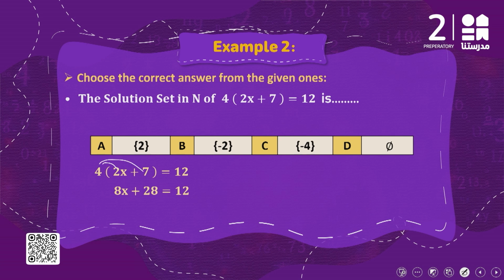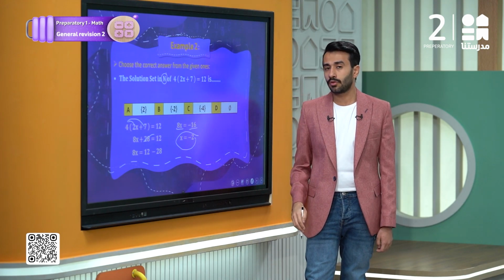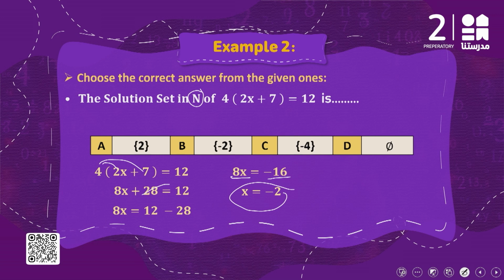For this equation, you just simply need to subtract 28 from this one. So you have 8x equal to 12 minus 28, which is negative 16. Now find the value of x, divide by 8 for this one and this one, it's negative 2. But take care, the solution set is in N, natural numbers. Is this one a natural number? Not yet, so the answer is phi. This is not a natural number.